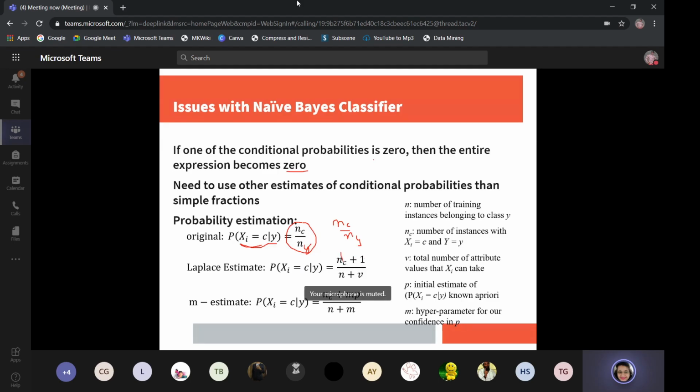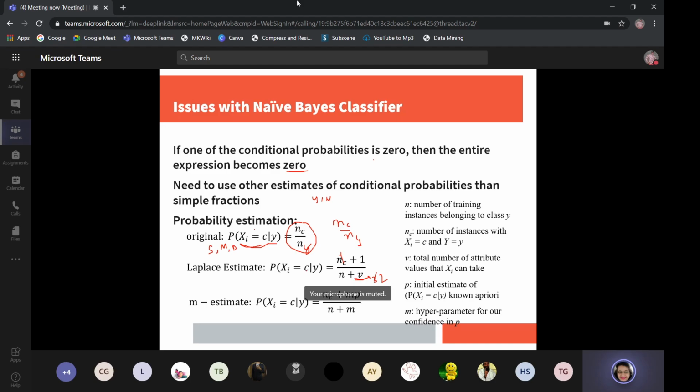because if it becomes 0 here, then your entire probability becomes 0. So you add a 1 to this, and here you add a v. So what is this v? V is the total number of values that x can take. So for example, if this x can take values single, married and divorced, then this v will become 3. If this x can take the values yes and no, then this v will become 2. So you are simply adjusting, and this is known as the Laplacian estimate.